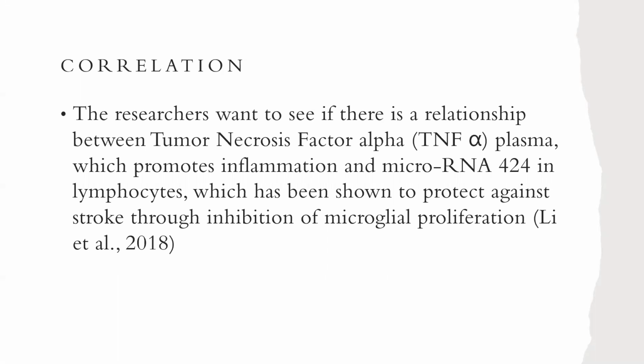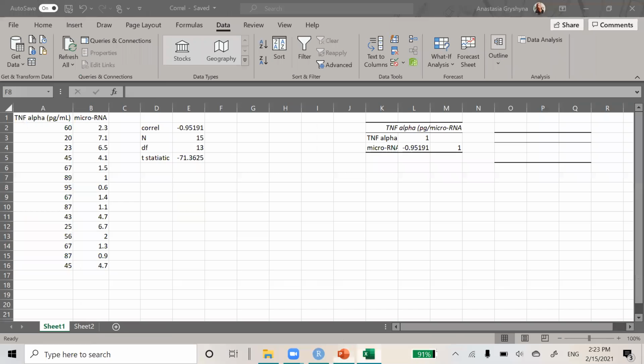So for correlation, the example is that the researchers want to see if there's a relationship between tumor necrosis factor alpha in plasma, which promotes inflammation, and microRNA 424 in lymphocytes, which has been shown to protect against stroke through inhibition of microglia proliferation. So in this case, we have tumor necrosis factor alpha and microRNA, and both of these are continuous variables. So we're just trying to see if there's a relationship between them. And here's the data that I have.